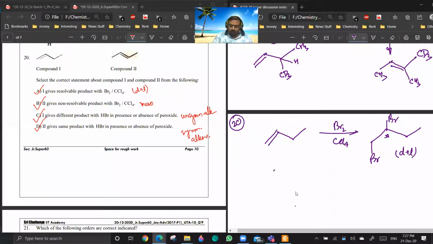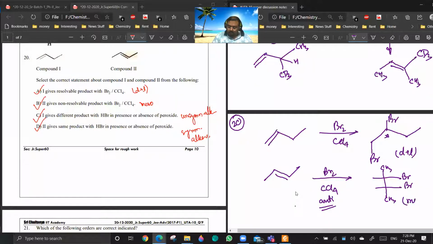Yes or no? Now this is a trans alkene. Okay, and again you are having this. This is anti-addition. So trans plus anti, you'll be getting what? Erythro. Yes or no? Yes, sir. So it is non-resolvable. Yes or no?